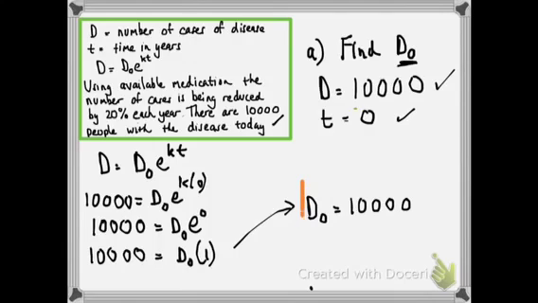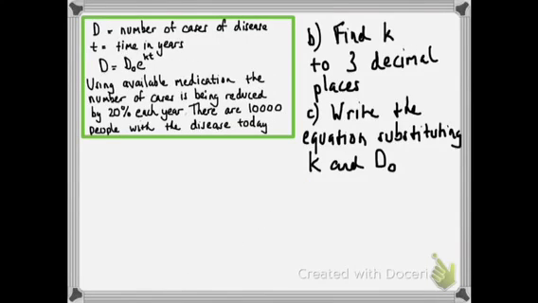So we've confirmed that our value of D naught is 10,000. As I said, D naught, T naught, whatever, usually means at the beginning, initially. We're actually told that, but anyway, we've confirmed it. Next is find k to 3 decimal places, and then write the equation substituting k and D naught.